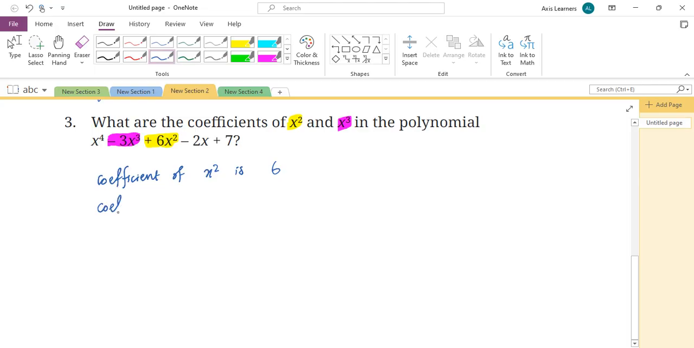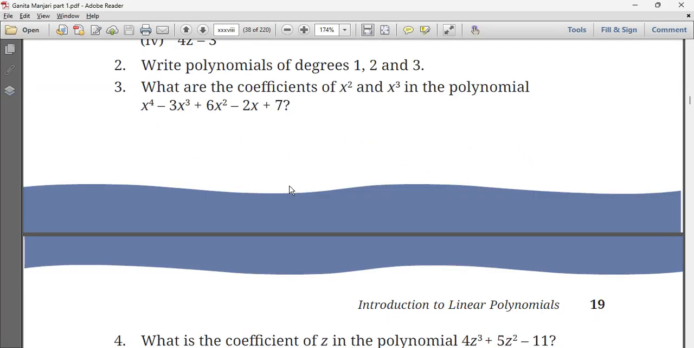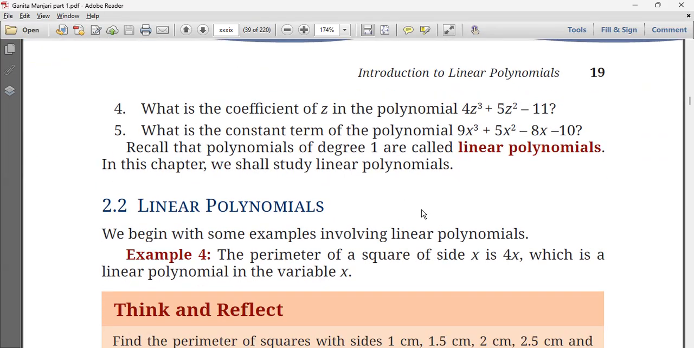Next one. Coefficient of x cube is what will come? Minus 3. Minus 3. Got it? So no doubt in the coefficient of polynomials, right? Shall we move on to the next? Okay. See the next question.